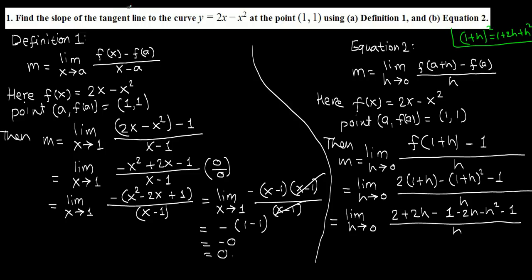Now there are some cancellations on the top: 2h minus 2h, and 2 minus 1 minus 1, and what survives is just negative h squared over h. So that is now the limit as h goes to 0 of negative h squared over h, and an h from top and bottom also cancels out. Then we have negative h. When h equals 0, negative 0, which is simply 0. So in either case, the slope of the tangent line to the curve at the given point is 0.